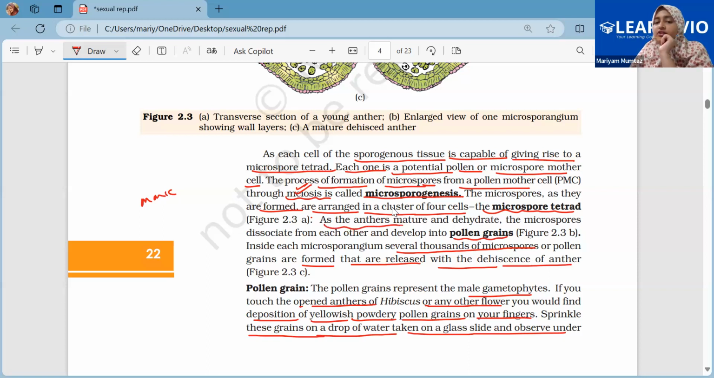Now, as the anther matures and dehydrates, the microspores dissociate from each other and develop into pollen grains. Inside each microsporangium, several thousands of microspores or pollen grains are formed that are released with the dehiscence of the anther. So this is how the formation of pollen grain takes place. It is known as microsporogenesis, and it happens through meiosis of the pollen mother cell or the sporogenous tissue. Any doubts up until now?